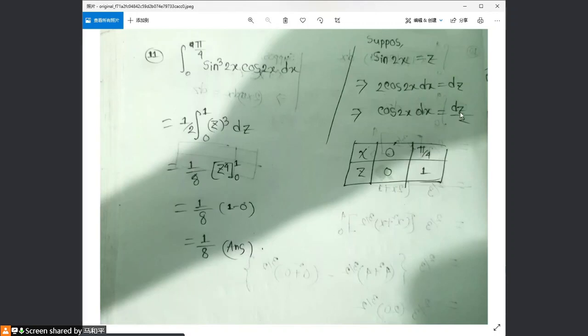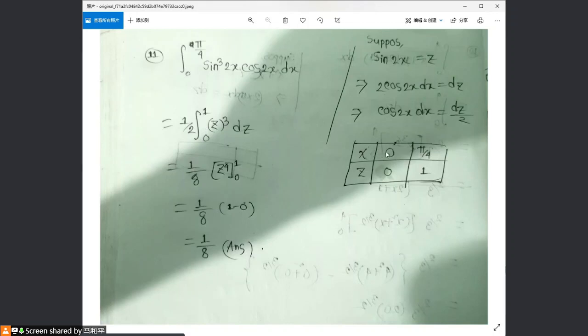This means dz over 2 is equal to cosine 2x dx. And here we know the upper limit is pi over 4 and the lower limit is 0. If we write z is sin 2x, we can change the upper and the lower limit at the same time. This means here x is 0.